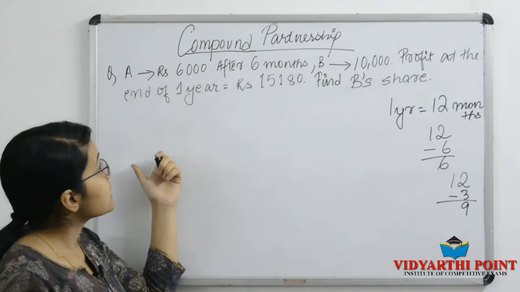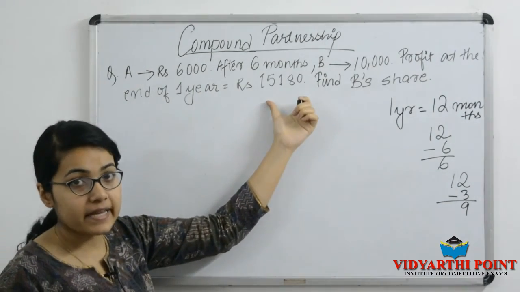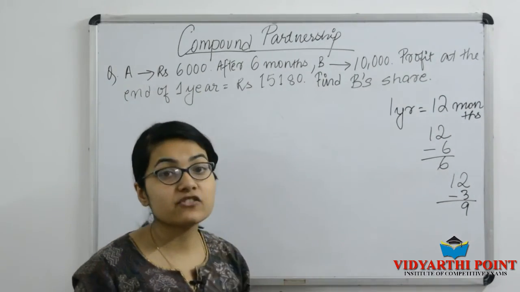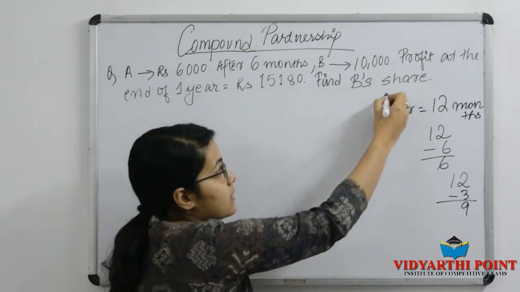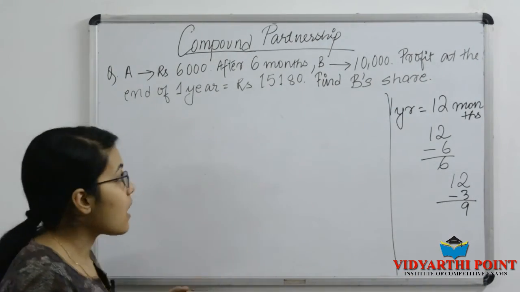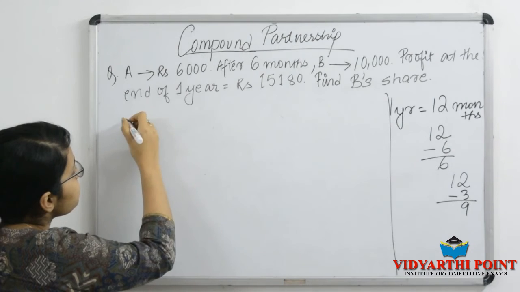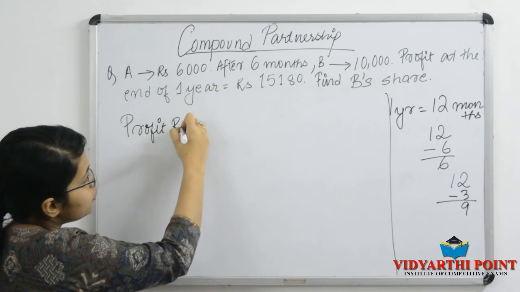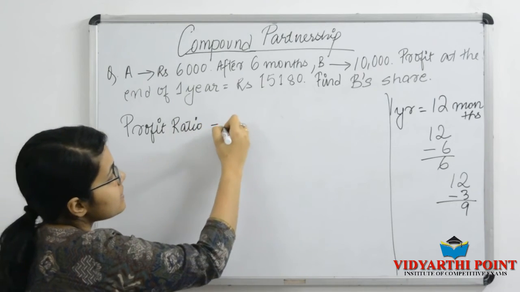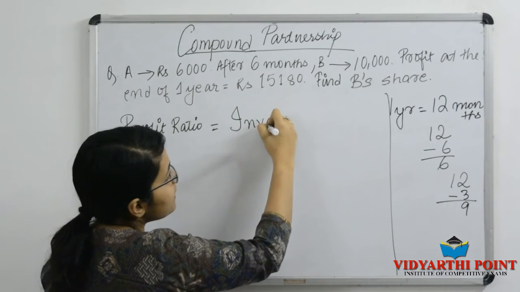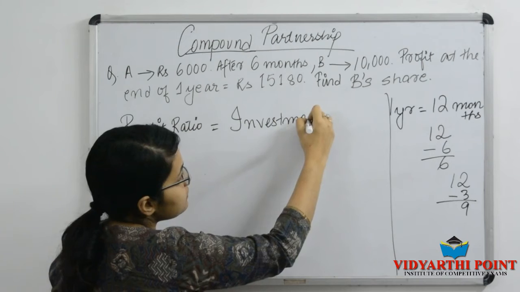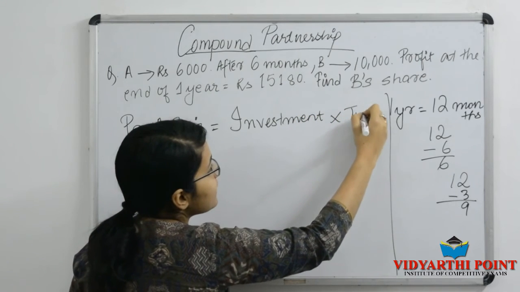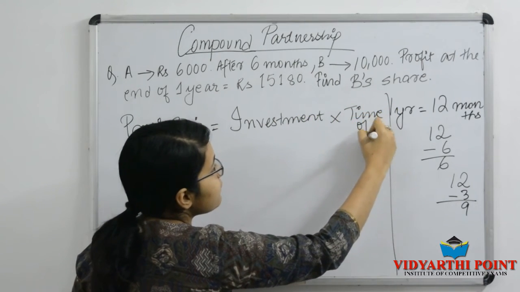Now, the profit at the end of the year is this. Now we have to find B's share of profit. Here, this is a compound partnership problem. So, the profit ratio is investment multiplied by time of investment.